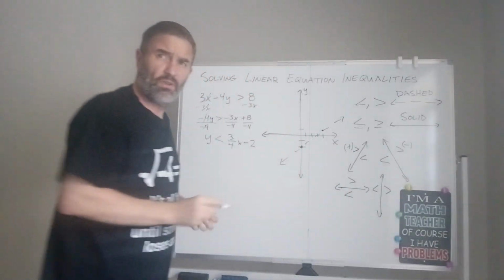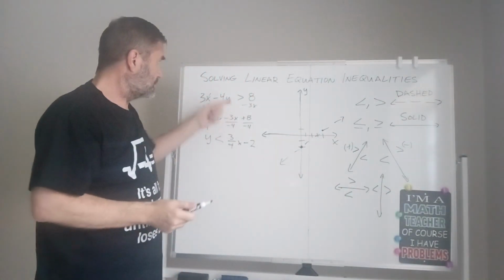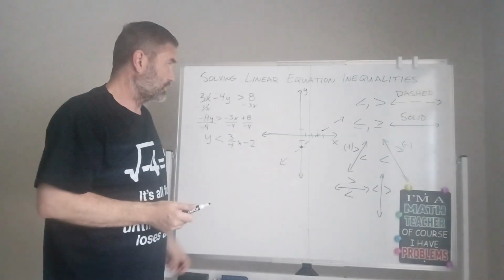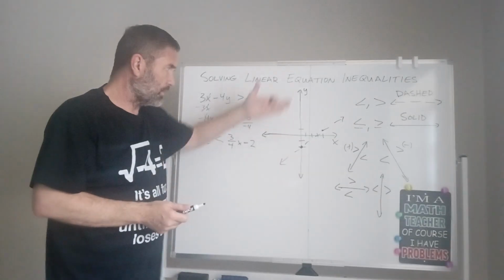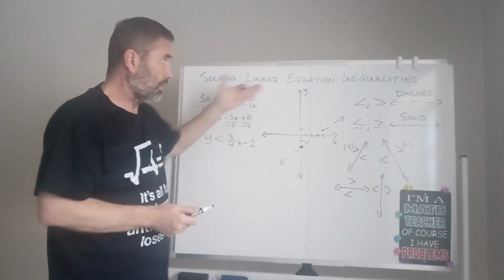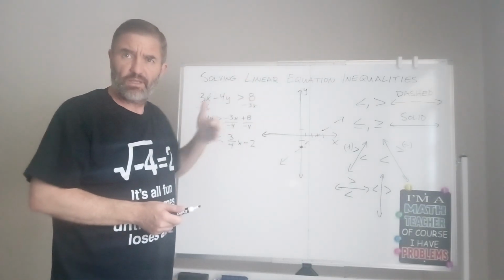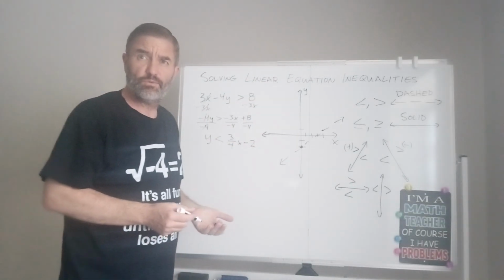That means the points on the line are not actually a solution to this equation, which is a little different because we're used to thinking, oh, I graphed a line and those are my solutions, but not with inequalities. If you have a dashed line, the points on the line are not a solution to your equation.